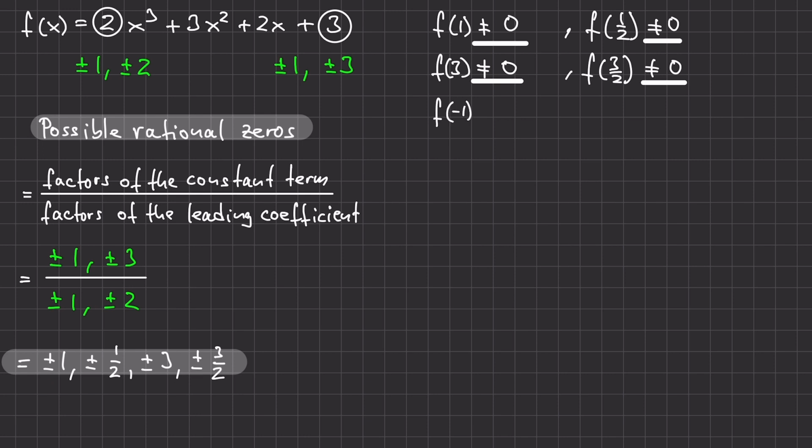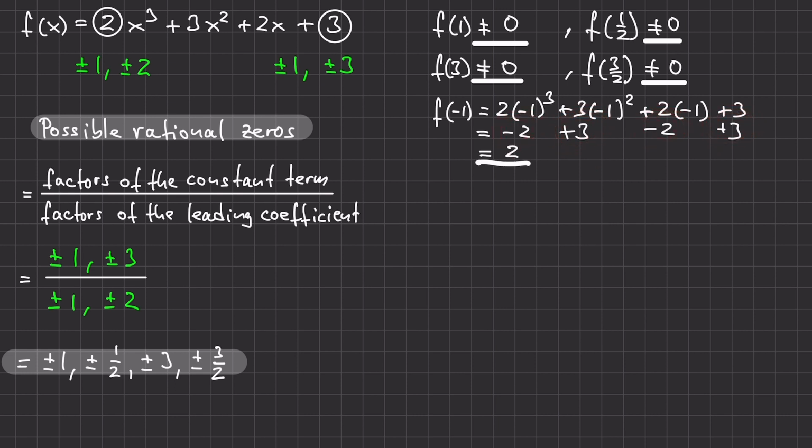f of negative 1 equals 2 times negative 1 cubed plus 3 times negative 1 squared plus 2 times negative 1 plus 3. Negative 1 cubed is negative 1 times 2 is negative 2. Negative 1 squared is 1 times 3 is 3. 2 times negative 1 is negative 2, and we keep the 3. 6 minus 4 is 2. So f of negative 1 equals 2.